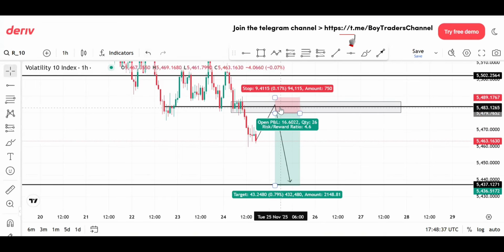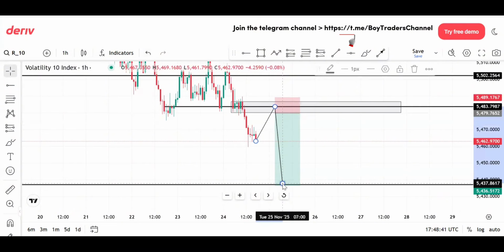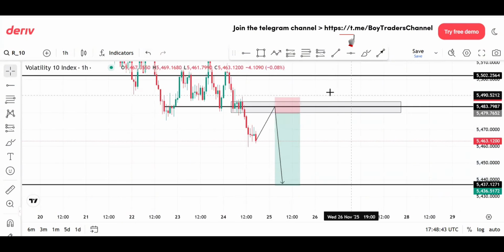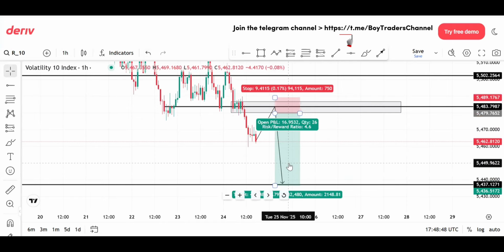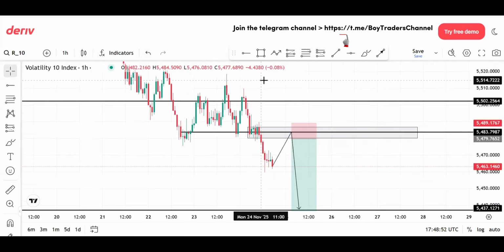If price can retrace to my sell entry points, then drop to my target points, that's a massive risk to reward. If you're risking about $100, you should be targeting to make over $500 on this trade, or at least $450 on this trade, which is massive here. So that's what I expect of this index.